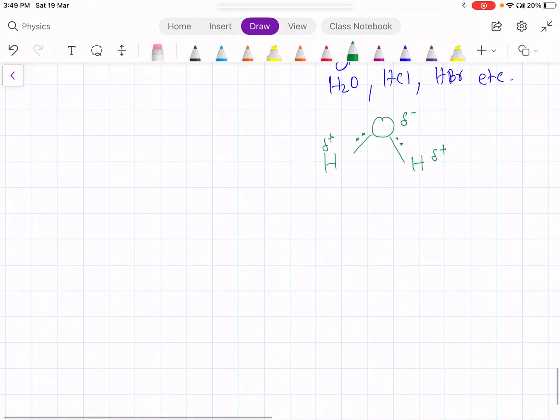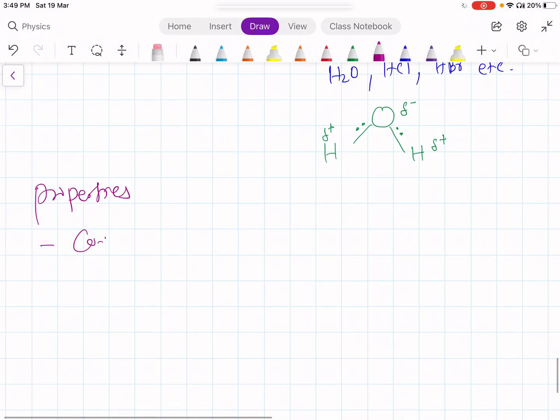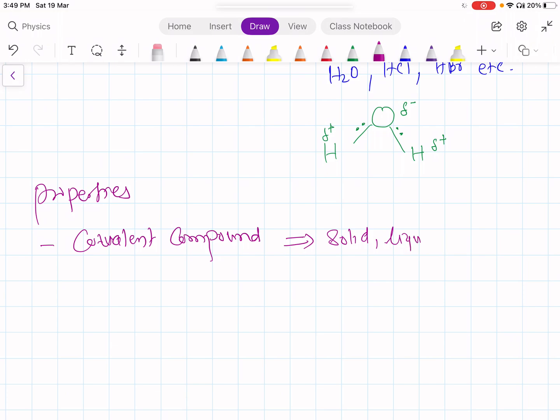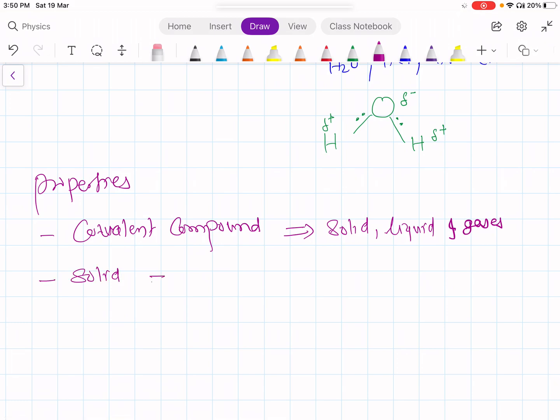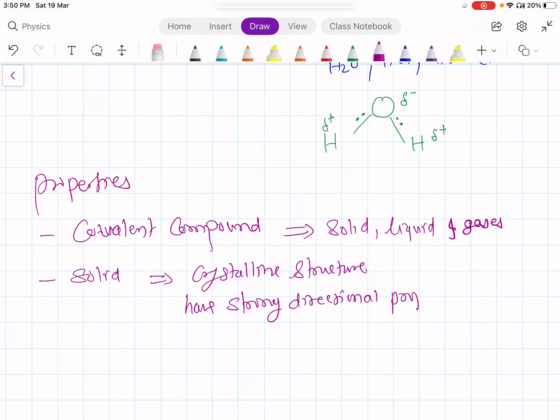Now let us see the properties of covalent compounds. These covalent compounds can be solid, liquid, or gas. If it is a solid, then it has a crystalline structure and strong directional properties. Covalent bonds are directional bonds.